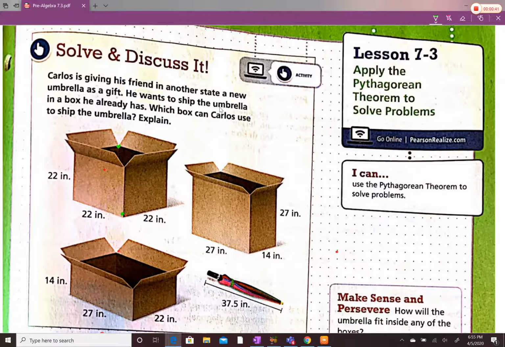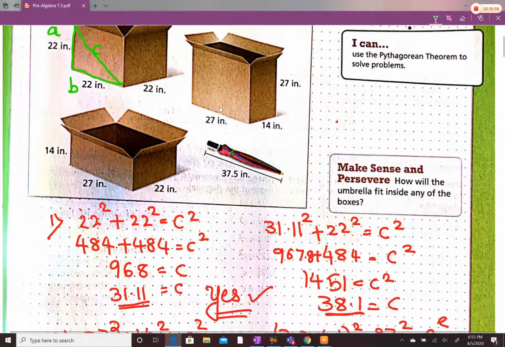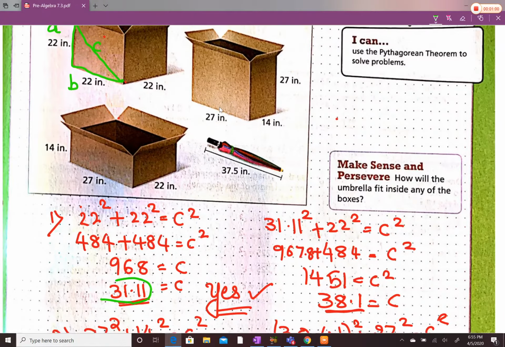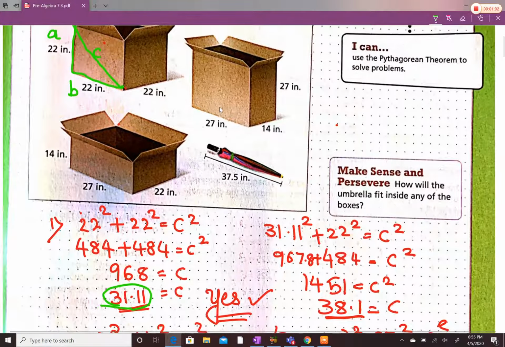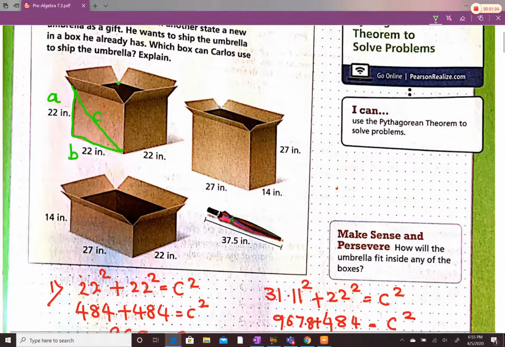For that, I have to go through two processes. First, I need to take this as A, this is B, and find the hypotenuse of it. So this is our A, this is our B, I find the C. So 22 squared plus 22 squared is 31.11 squared. So this is C.